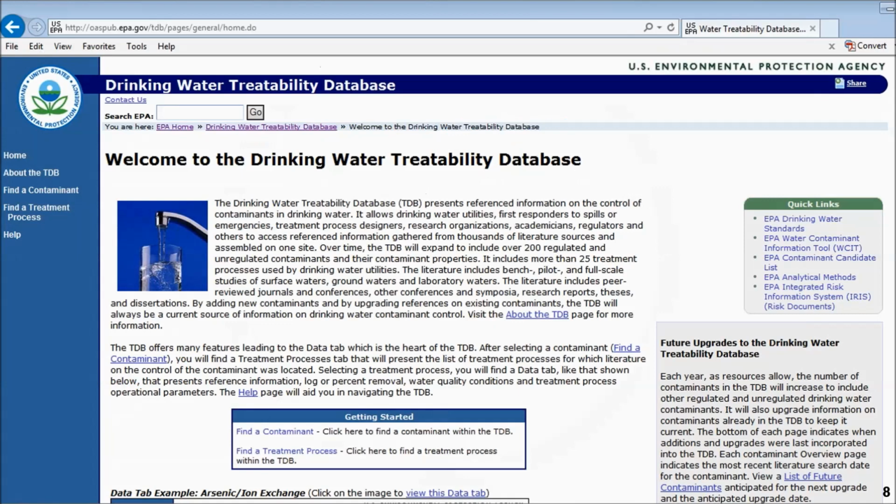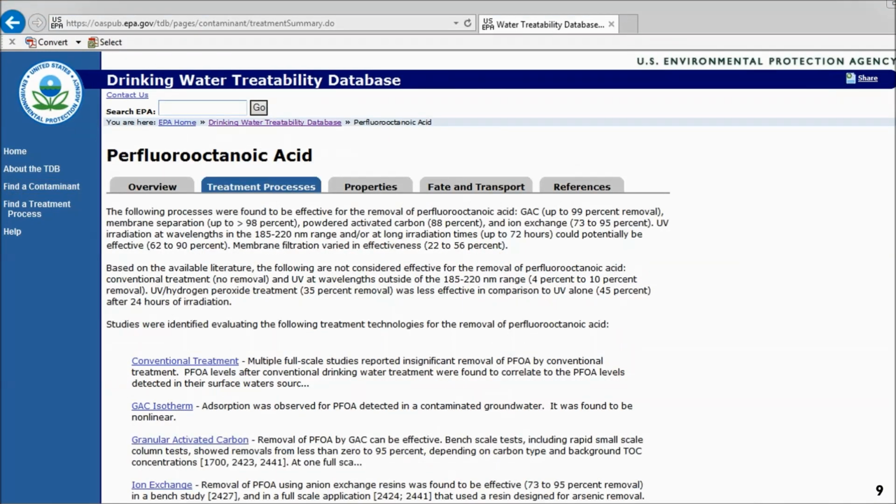This is the opening page of the treatability database. You can find a contaminant, you can find a treatment process, and you can get at it either via the contaminant or the treatment process. If you choose a contaminant like PFOA, you see the listing of treatment processes for which there is information in the literature. Click on one of those and it will show you, for instance, granular activated carbon data for PFOA in this case.